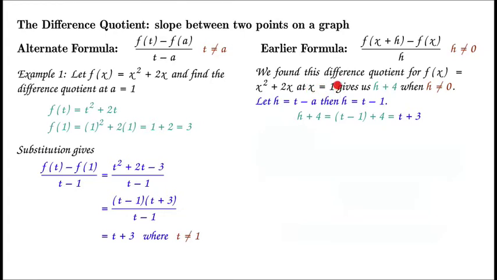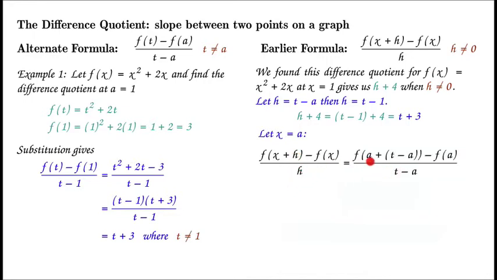So this x equals 1 is like this a equals 1 value. So we see that we can let x equal a. And if we do that using this substitution, x equals a and h equals t minus a, we can see what happens to our difference quotient. So f of x plus h minus f of x over h, replace all the x's with a's and all the h's with t minus a, looks like f of a plus the quantity t minus a, subtracting f of a, dividing all by t minus a.